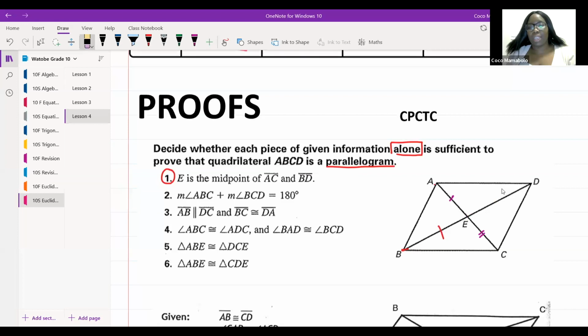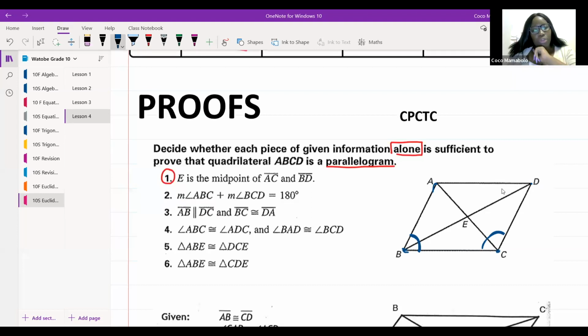Now let's think about this next one. Let's look at number 2. Number 2 says angle. So this M over here just means angle, okay? Angle ABC, and remember how we map angles? It's going to be this angle over here, plus angle BCD, so we're going to start here, BCD, this angle over here. Both of them together equal 180 degrees.